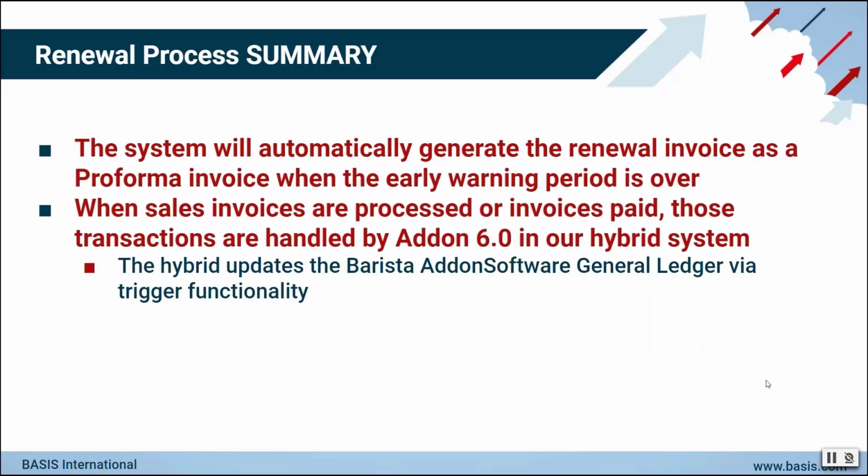The system will automatically generate a renewal invoice as a Proforma invoice when the early warning period is over. And when invoices are paid, these transactions are handled by Addon 6.0 in our hybrid system. The hybrid updates the Barista AddonSoftware general ledger via trigger functionality.